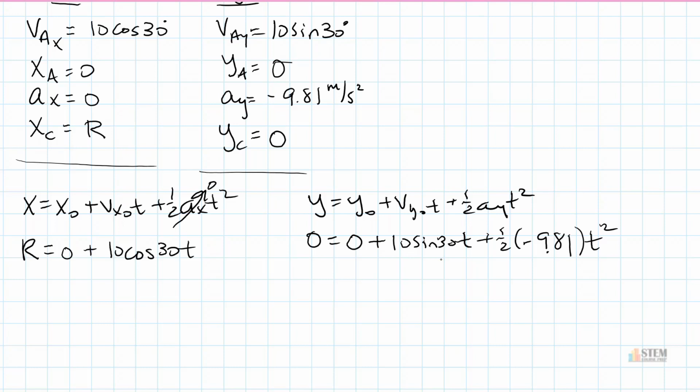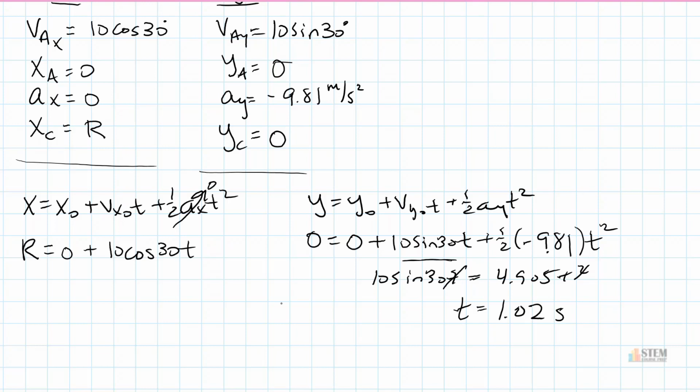Now if you do the math, you'll move this term here over to the left. It'll become negative, so the negatives will cancel. One of the t's here will cancel, and then you can solve for t. All right, so basically we're going to have 10 sine 30 t equals 4.905 t squared, but this t and this t cancel. So then the time from A to C is going to be 1.02 seconds. All right, so that's how long it takes for the ball to travel from A to C.